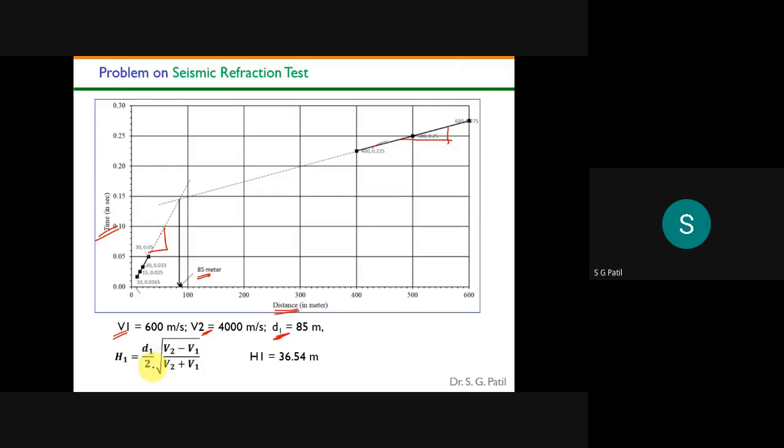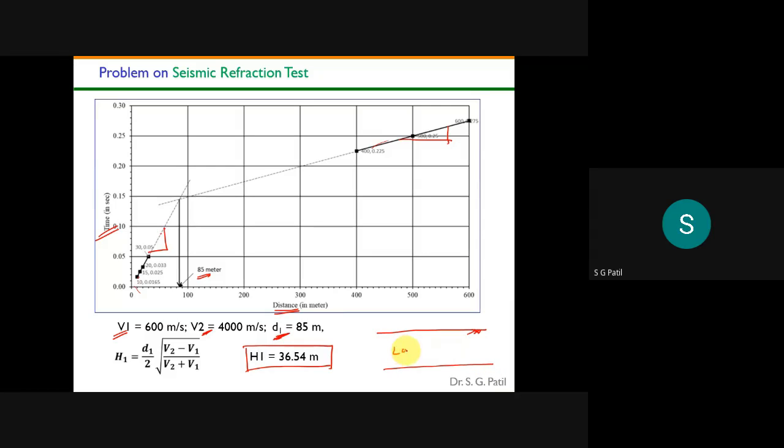Okay, so H1 is D1 by 2, into square root of (V2 minus V1) divided by (V2 plus V1). Okay, so I know V1 and V2, and also I know the D1, so I will get the H1 here. This is my thickness of soil layer. Okay, so if I want to draw a figure, it will be something like this.